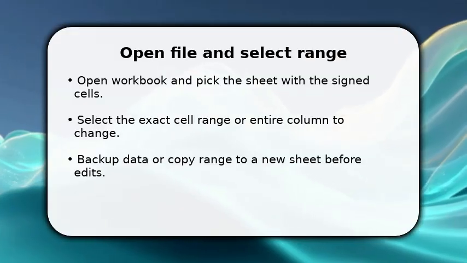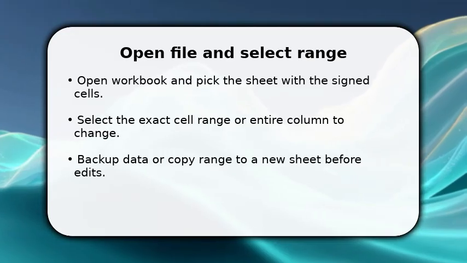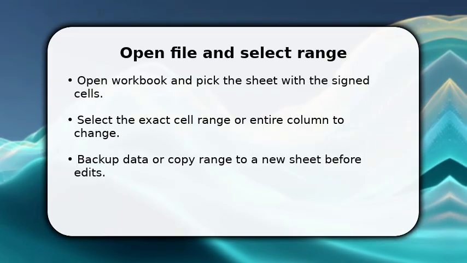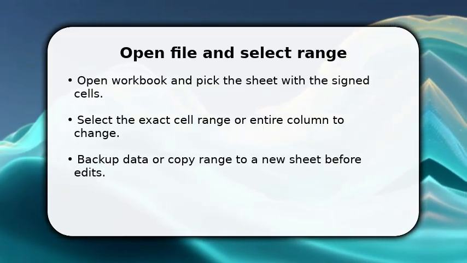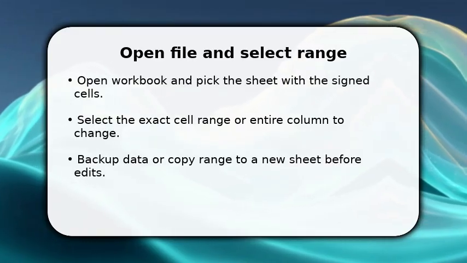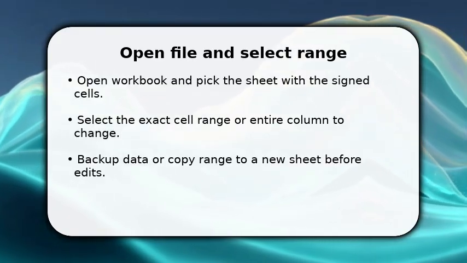You already have the workbook open. Select the column or range that contains the unwanted sign. Once selected, press Ctrl+H to open Find and Replace. In the Find box, type the sign character you want removed, for example plus, or leave replace blank.